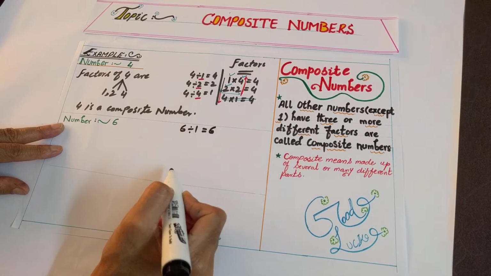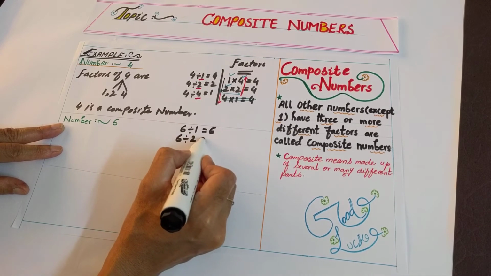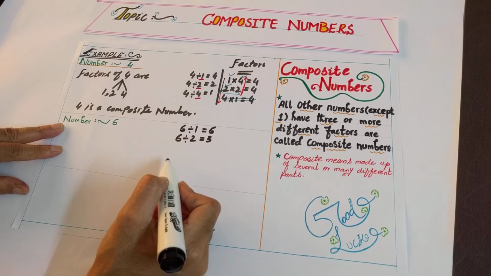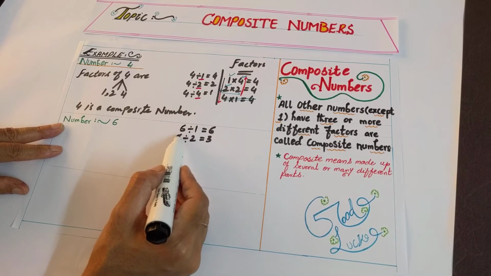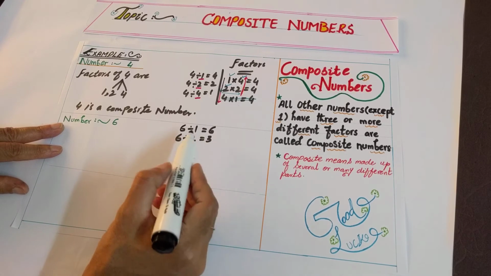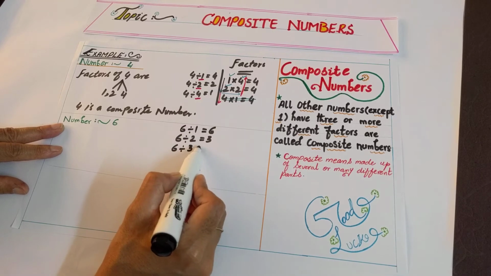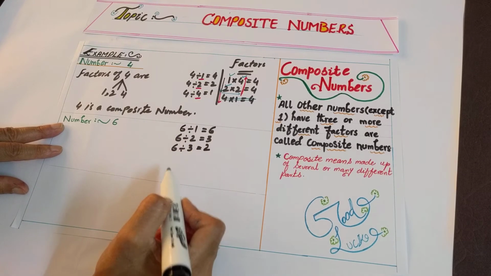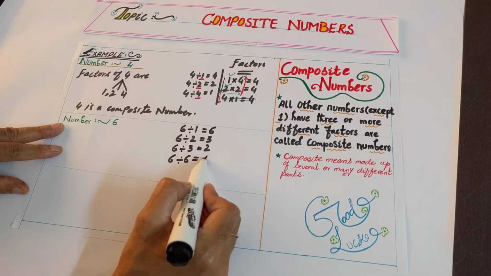1 6 are 6. 6 is divisible by 2. Yes, 2 3s are 6. Factors mean that the number should divide the given number exactly, leaving no remainder. So 6 is also divisible by 3. Yes, 3 2s are 6. And 6 is completely divisible by itself.